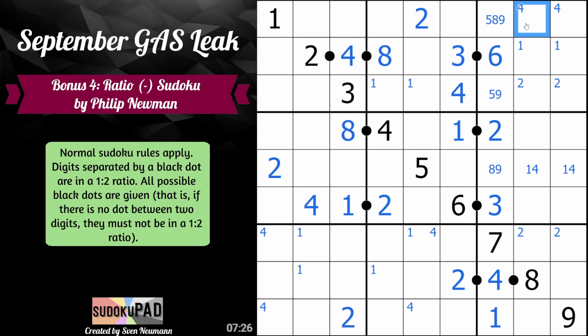The 4. Oh, the 4 is interesting. 4, 8. 4, 8. If this is 4, then 8 goes here. 4, 1, 1, 2, 8. Then we have 3, 5, 9. This can't be 3. This becomes 3. Wait, 5, 3, 5, 7, 9. So 3 has to go here. 5, 7, 9. Oh, 3 and 4 become a pair up here. 3, 4.